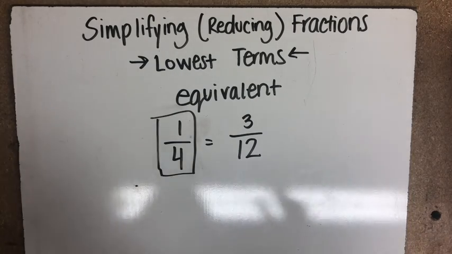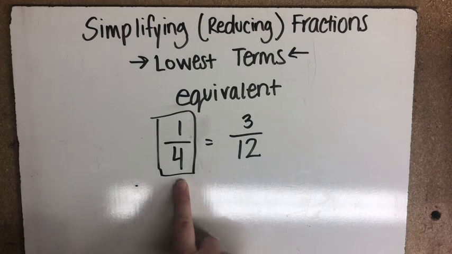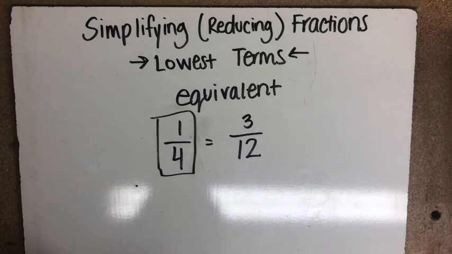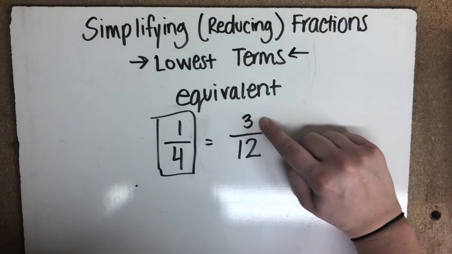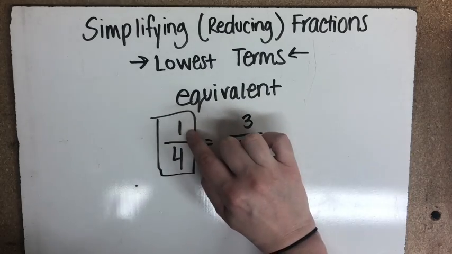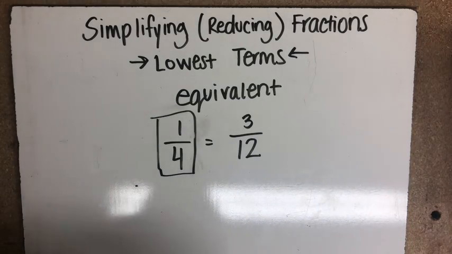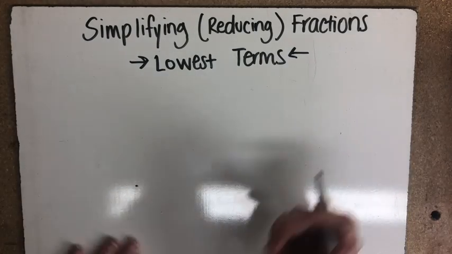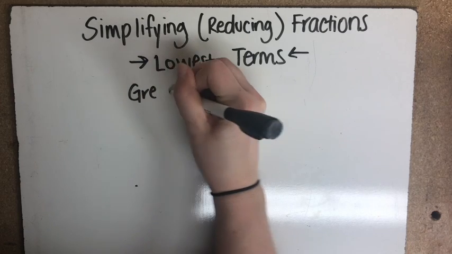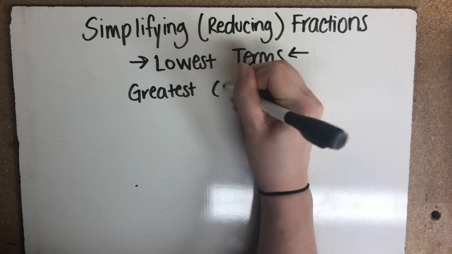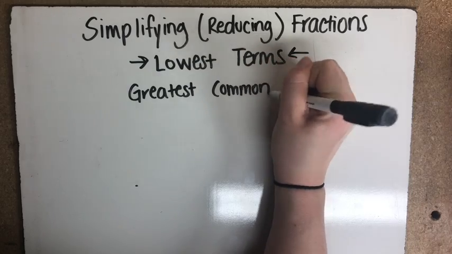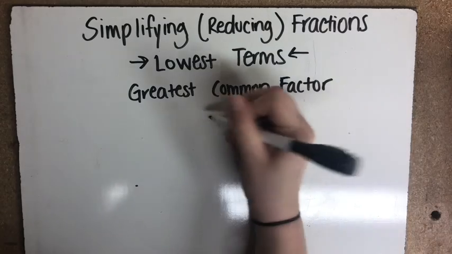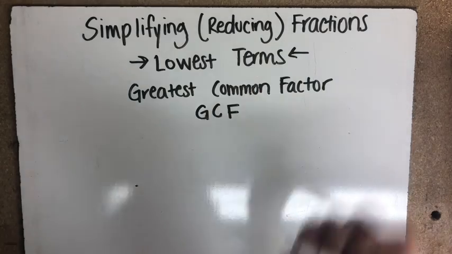Think of this as if you were to have pizzas. In this pizza, we have just 4 pieces, and in this pizza we have 12 pieces. So instead of getting 3 pieces of that pizza, you could just get the same size and get 1 piece. So that's what simplifying is doing. When you simplify fractions, you're looking for something called the greatest common factor, also known as the GCF.